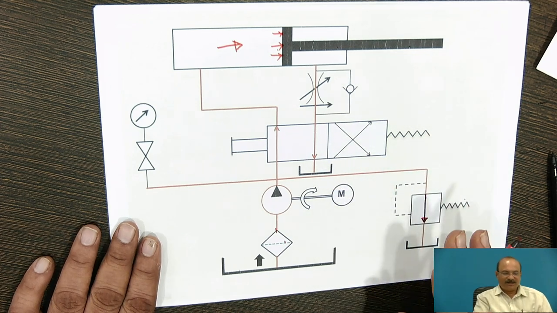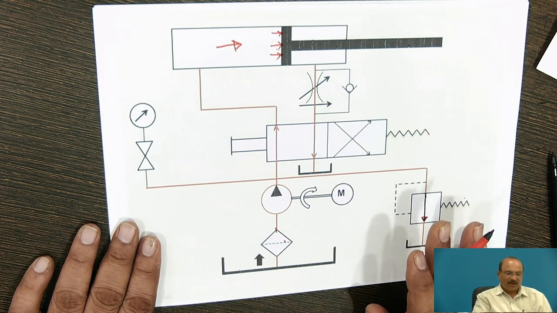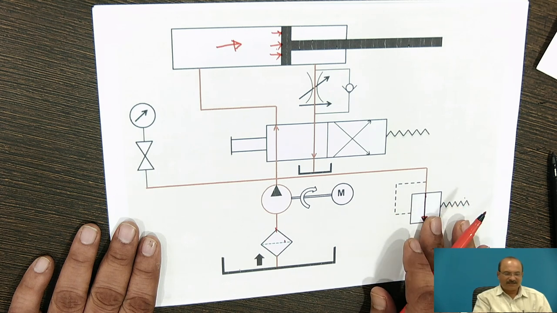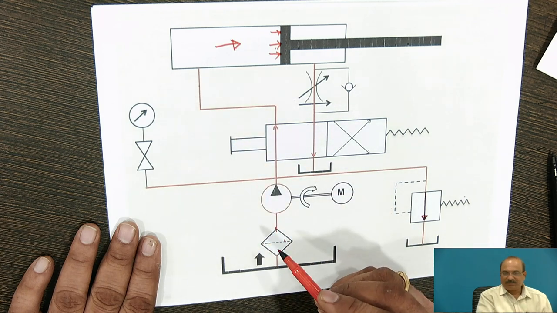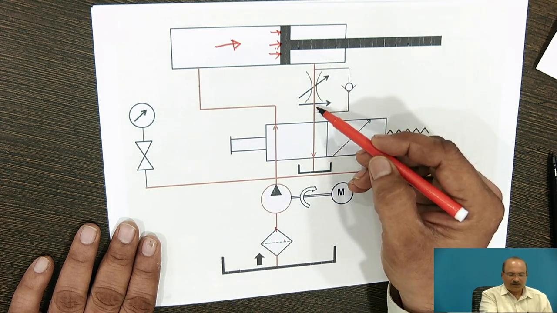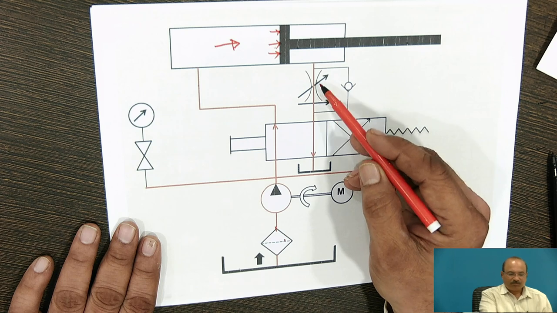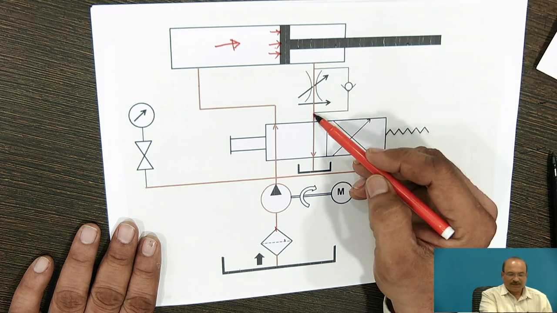So here, what exactly is the difference you are going to observe between the meter in and meter out circuit? In the meter in circuit, whatever the inlet is, the controlling is going to take place here. So here at the outlet, you are going to take it as a controlling. Whatever is coming out at this outlet is going to be controlled.